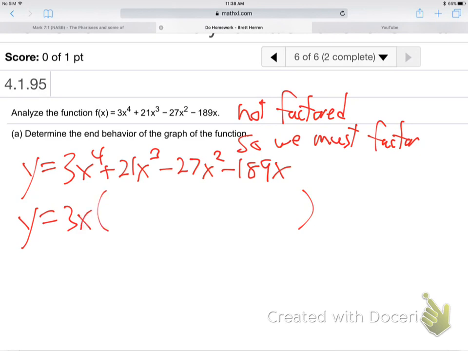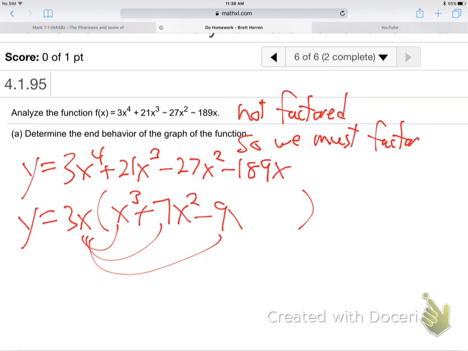Okay, and so then that would be X cubed. And that would be what? 7X squared. And that would be 9X. And then that would be some big number. 63? Is that it? 189. Yeah, good. All right, good so far? So take out the 3X. Good job on that.